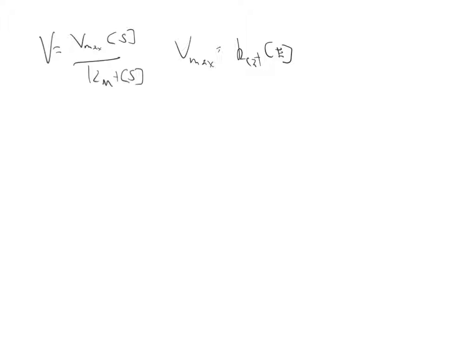So this is the Michaelis-Menten equation. You could rewrite the Michaelis-Menten equation, and it's fine if you did. If you wrote it as V equals Kcat times E times S divided by Km plus S, it's the same thing, because Vmax is just specifically this catalytic rate constant times the enzyme concentration, if known.